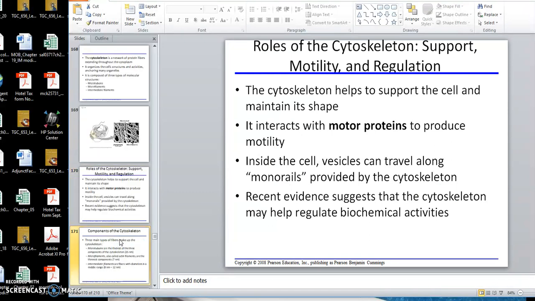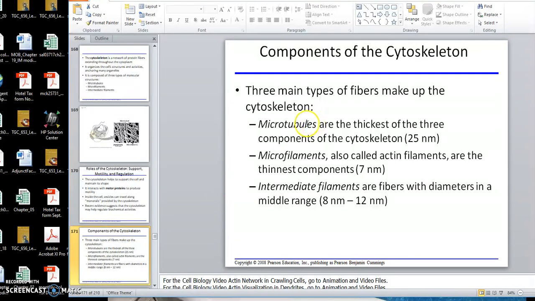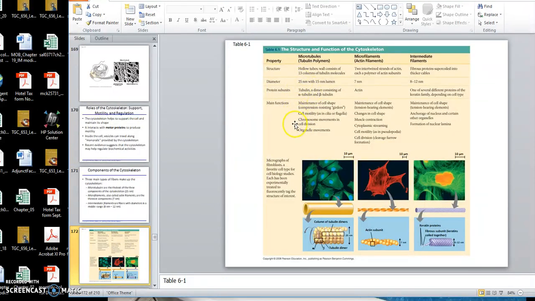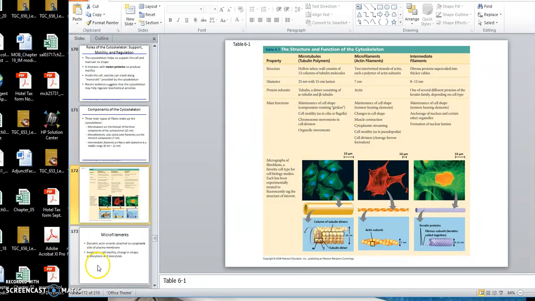The cytoskeleton: microtubules, 25 nanometers. Microfilaments, 7. So the microfilaments are the smallest, micro. Then intermediate next, 8 to 12 nanometers. And then the microtubules, which are little tubes, are 25 nanometers. Here's some pictures of them and some things you can see.